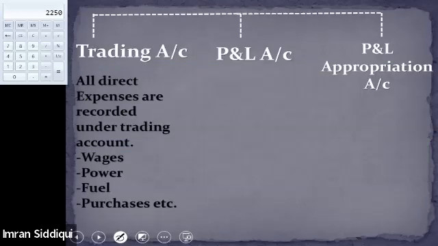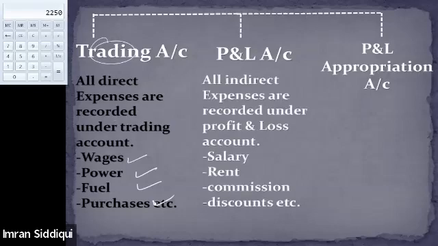See, in case of trading account, you used to record all kinds of direct expenses, like we record the wages and power, fuel purchases. All these are direct expenses of the firm. We record all these expenses in the trading account. But when we talk about the profit and loss account, in profit and loss account, we used to record all indirect expenses of the business, right?